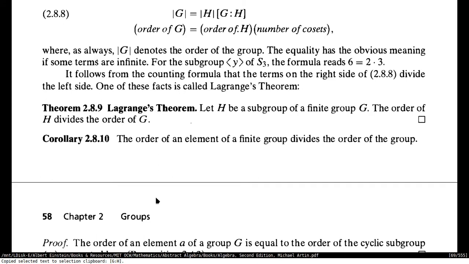Okay, so the Lagrange theorem, let's see. The Lagrange theorem says that if you have a subgroup H of a finite group G, then the order of H divides the order of G, right? And the corollary, which is pretty much straightforward from there, is that the order of an element of a finite group divides the order of the group, right?